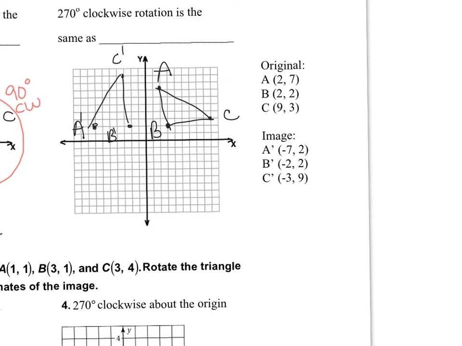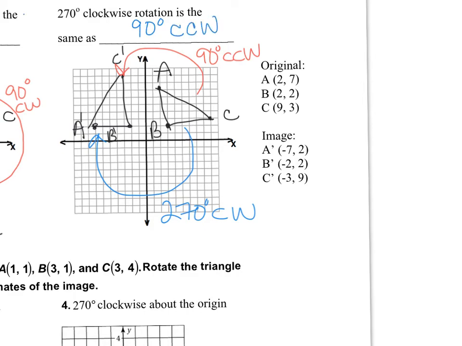This time it looks like we rotated it 90 degrees counterclockwise, which we did, 90 degrees counterclockwise, but that is the same as saying 270 degrees clockwise. So if you need me to explain it more, we go 90 here, 180 here, and then one more 90 is 270 degrees total clockwise. So 270 degrees clockwise is the same as 90 degrees counterclockwise.